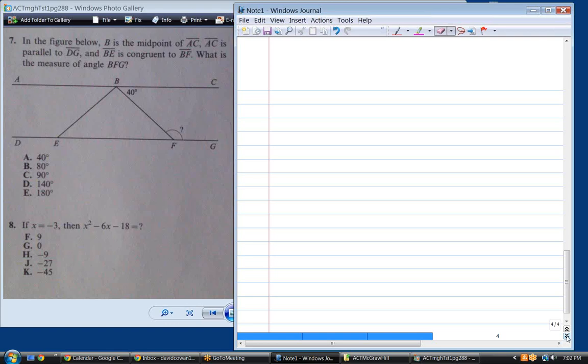Let's look at it another way. Look at that angle. Is it greater than 90 degrees? Yes. Is it 180 degrees? No. So it has to be the only one they have in between 90 and 180. But it's important that you know how to calculate this.